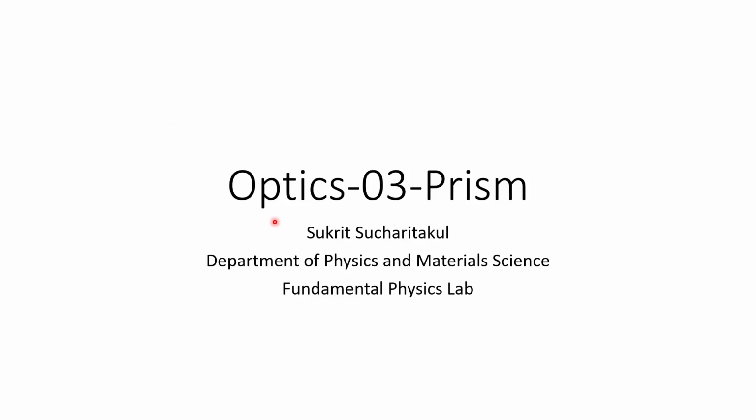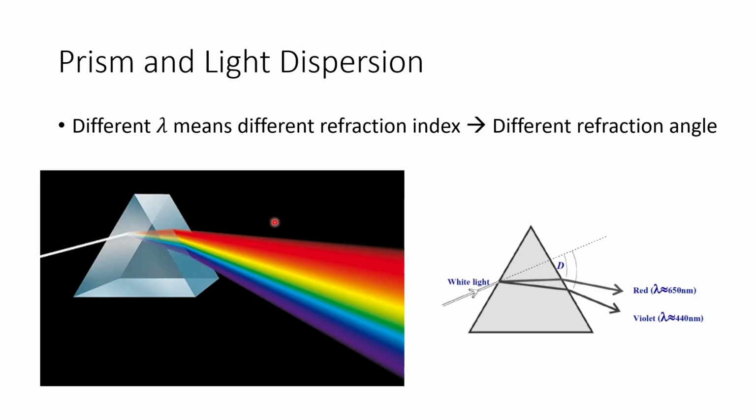Today we're going to go over Optics-03, the prism. First of all, we're going to go over quickly what a prism is. You all must have seen this picture before. When you talk about white light, it is actually composed of many different lambdas, or wavelengths, inside of it.